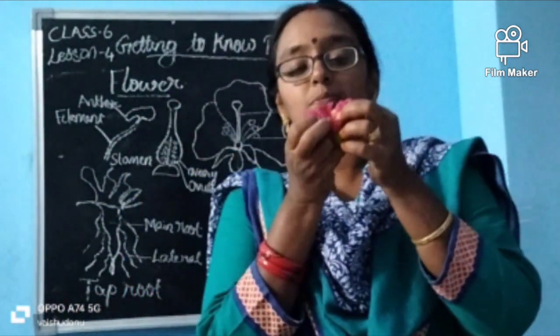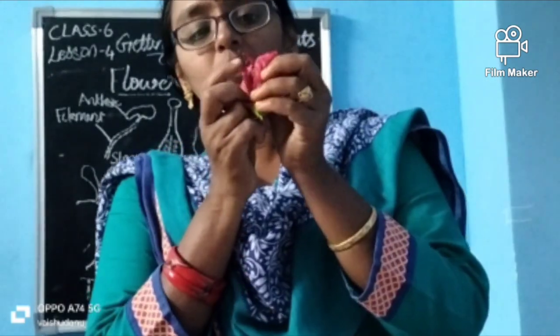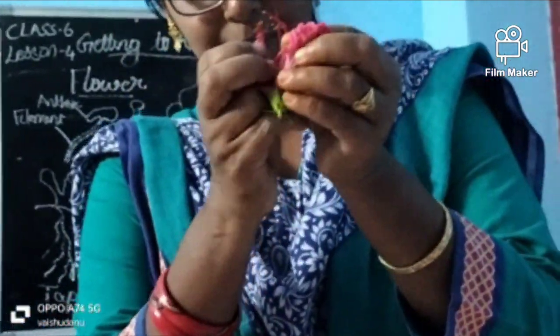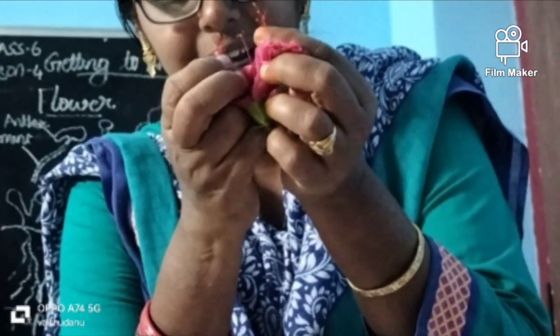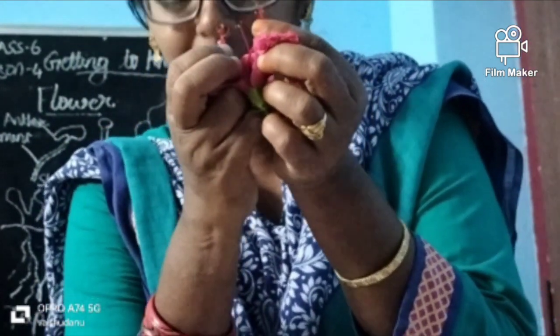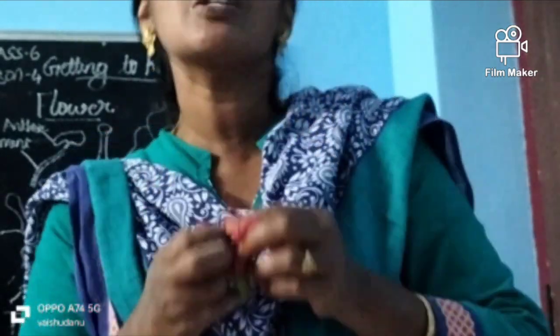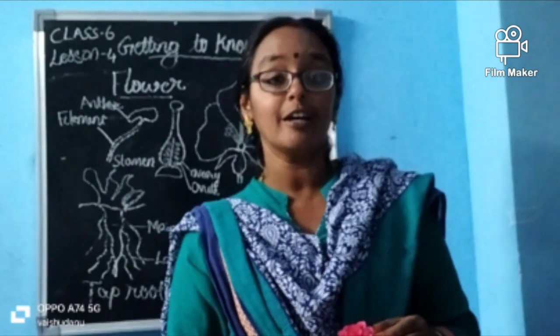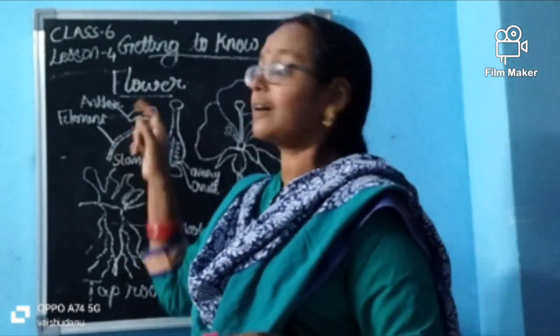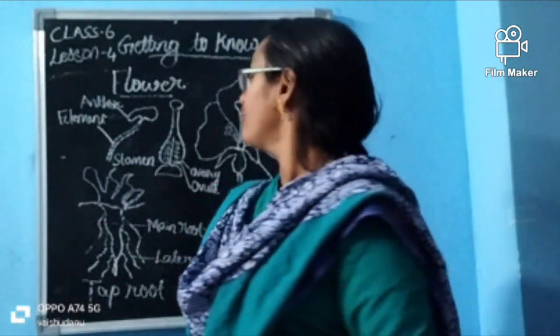Can you see this small part, ma'am? Straight, red, and there is a yellow at the tip. Can you see? This is called what, ma'am? This is called the stamen. It is called the male part of the flower.